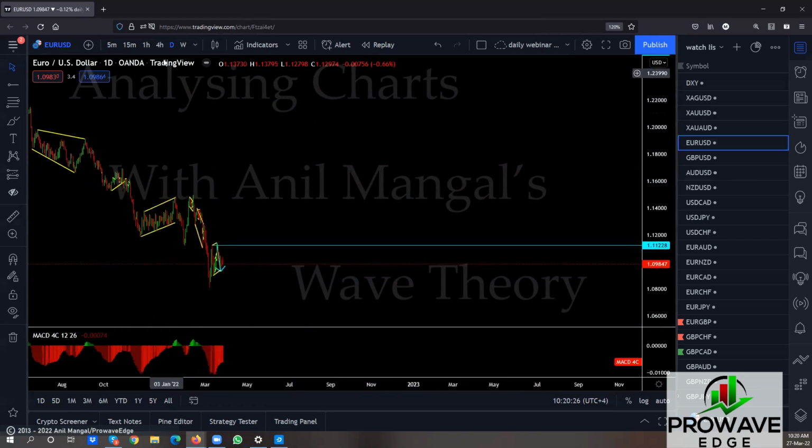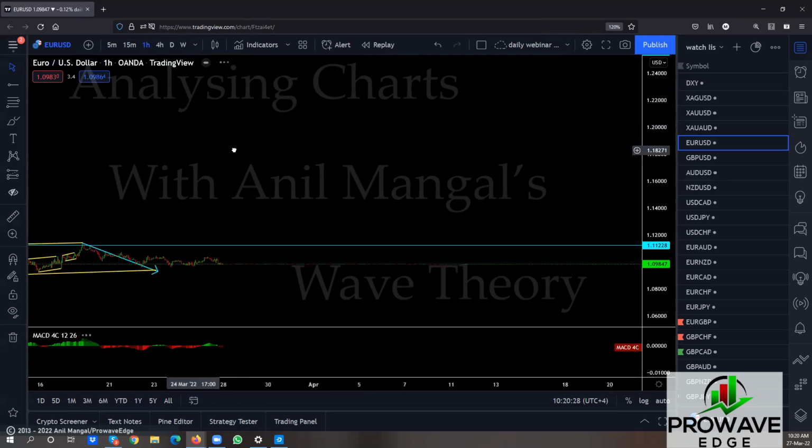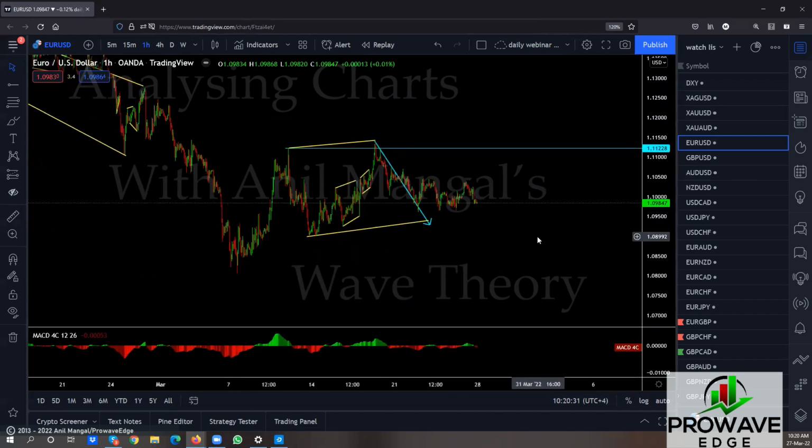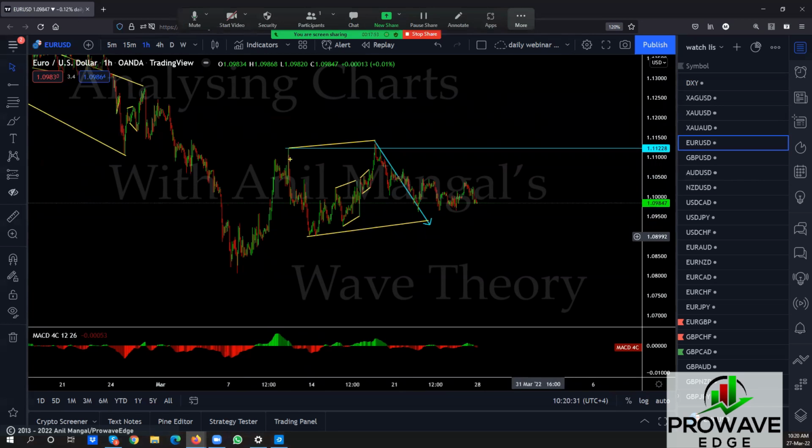So let's go to the euro on the 1 hour. And this is what you're looking at. Euro broke the top. If you remember last week, we said it's going to go here, come back here, and then we're going to look for an up move. So it did break the top, which is okay. Once it broke the top, we started selling it, and we sold it and we sold it.